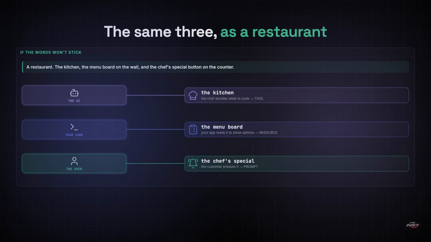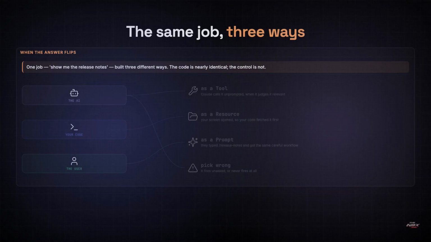The golden rule underneath all of that is one sentence. Ask yourself, who is in control? Here's the test that makes the rule stick. Take one job, show me the release notes, and notice that all three primitives can do it. The code is nearly identical. What changes is who starts it.